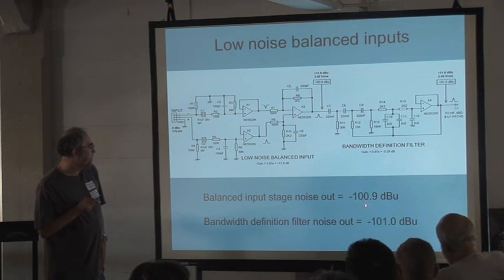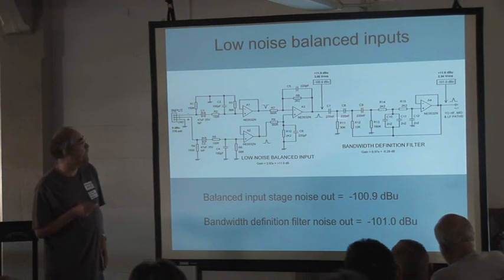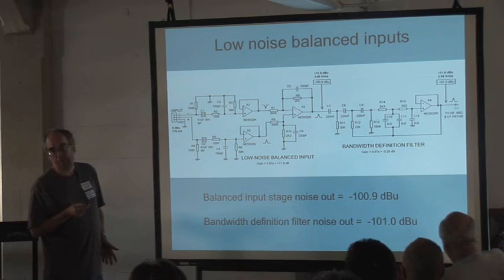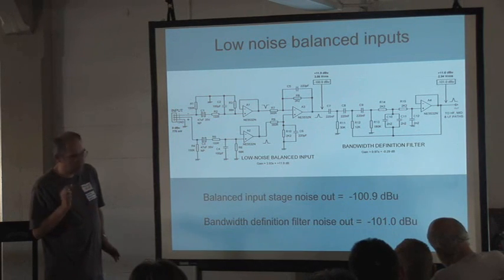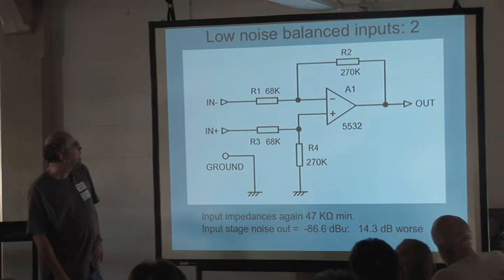So, noise output from this stage here, minus 100.9. The noise output from this one, remarkably, is slightly less. And that is, of course, because of the filtering action. You've actually filtered out some of the noise coming out of here. I'm assuming a 22 kilohertz bandwidth for the noise measurement. But even so, this stage here still produces some noise. So that is why that looks the wrong way around. And I assure you they are correct. Next. Right.